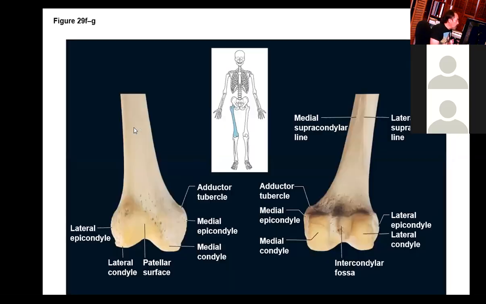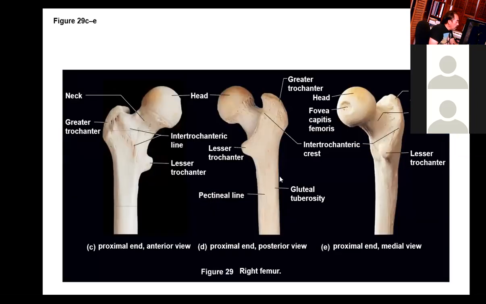Before that, let me go back to the upper part of the femur. This is the neck, head. The trochanters are not very obvious when you look at the anterior, but if you look at the posterior, you can actually see the trochanters more obviously. It's the greater and lesser trochanters. And then on the lateral side, the gluteal tuberosity. Then we have your linea aspera at the bottom.